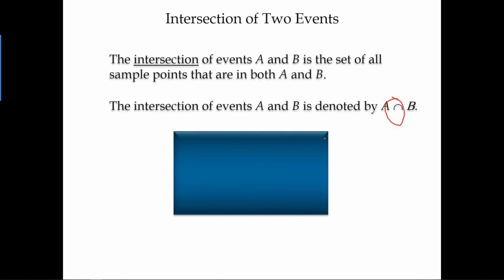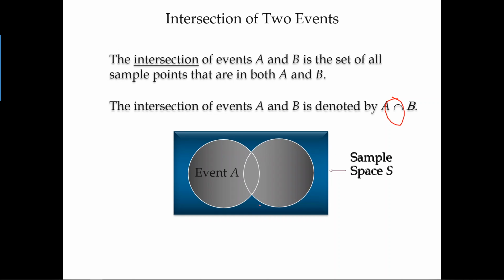So let's look at how we use a Venn diagram to indicate the intersection event. Again, the square indicates the sample space, and we use the first circle to indicate event A and the second circle to indicate event B. The intersection event cannot belong to just A or just B. It has to belong to both A and B. Therefore, we find this common area. This common area is our intersection of the two events.